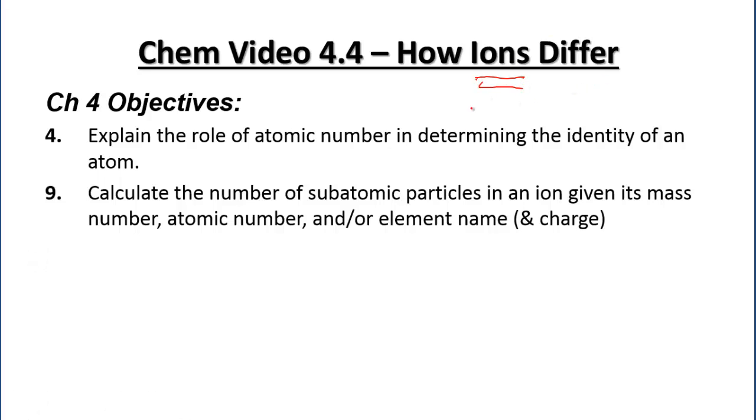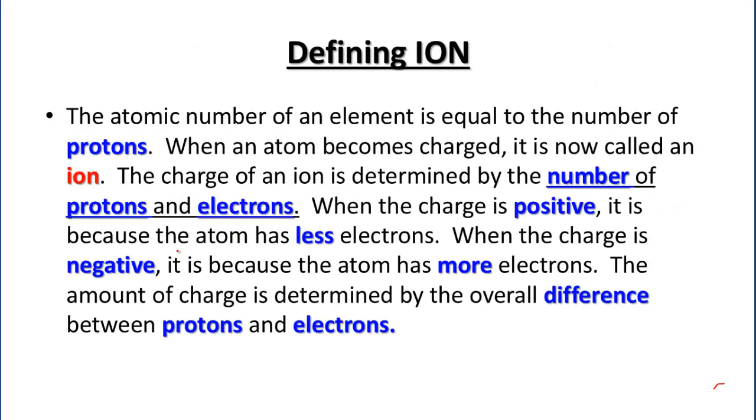Today we're going to look at section 4.4 and the idea of how ions differ and what ions actually are. We're going to look at the atomic number and how we can use that to define the atom, but then we're going to be really focusing on the ion, using that atomic number and mass number, but most specifically the atomic number to help us out on calculating. Now, to begin with, defining the ion. The atomic number of an element is equal to the number of protons. So by definition, the atomic number is the number of protons.